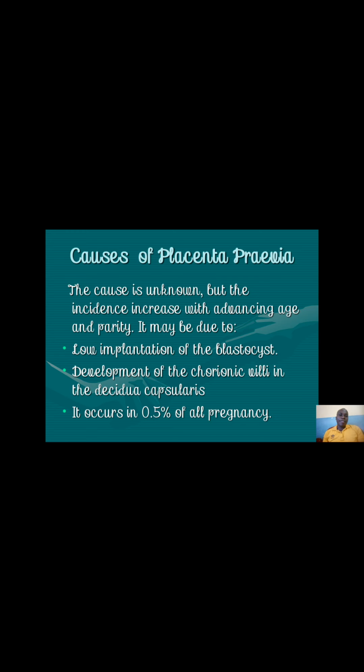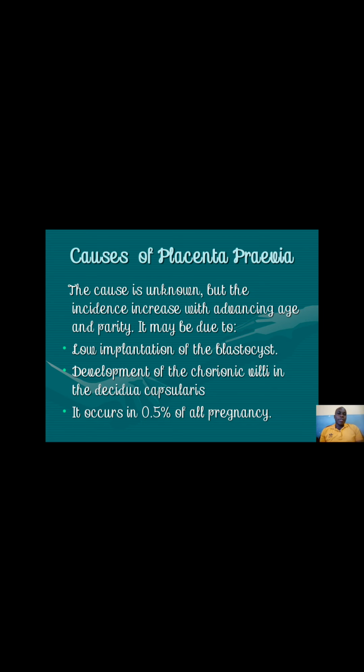But hivi vitu vinazaniwa kusababisha placenta previa. Cha kwanza ni low implantation of the blastocyst, kwamba after fertilization hiyo blastocyst ambayo imetengenezwa inaenda kujiplant low, sehemu ya chini kabisa, kwenye lower segment of the uterus. Kwa hiyo ikijiplant pale kwenye lower segment, it means that even development of the placenta ita develop kwenye lower segment. I think we are together. Kwa low implantation of the blastocyst. Blastocyst is the new zygote formed after fertilization.